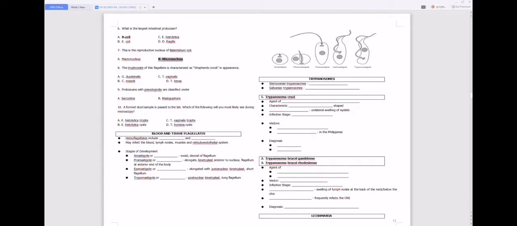Number 8, the trophozoite of this flagellate is characterized as shepherd's crook in appearance. A. Giardia duodenalis. B. Chilomastix mesnili. C. Trichomonas vaginalis. Or D. Trichomonas tenax? So the answer is letter B. Chilomastix mesnili.